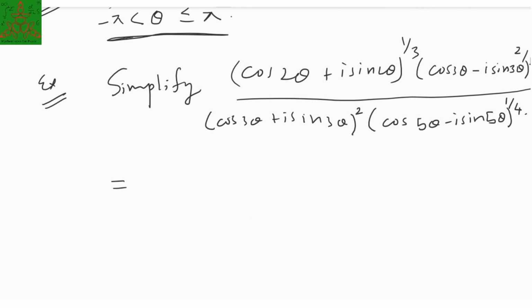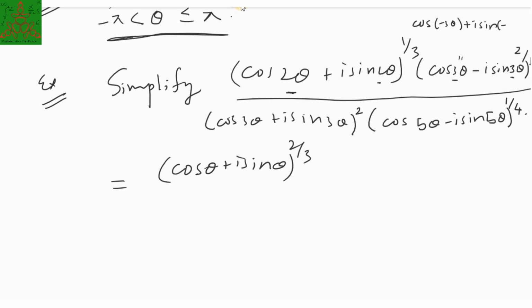We know that de Moivre's formula is true for an integer. So cos 2 theta plus i sin 2 theta, we can write as (cos theta plus i sin theta)^2, so that is (cos theta plus i sin theta)^(2/3). Here the result is also true for minus 3, because this expression I can write as cos of minus 3 theta plus i sin of minus 3 theta.